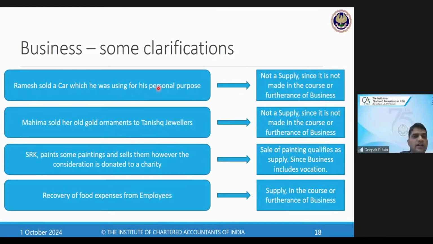Now, some clarifications. Ramesh sold a car which he was using for his personal use. Will it be treated as supply or no? Since he bought a car for his personal use and he's selling it, it is not a supply. Since it's personal consumption, now sold, still GST will not apply because it is not a supply; it is a personal use item which he has bought and sold.